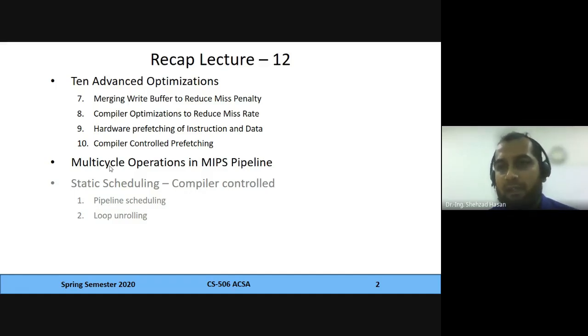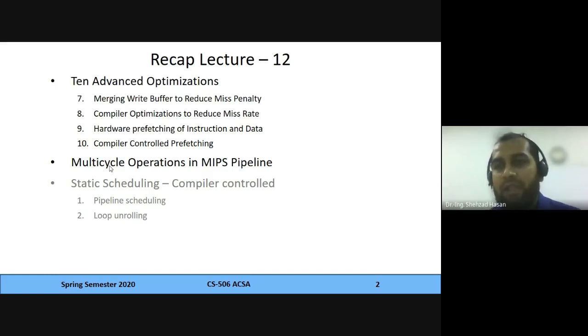So the multi-cycle operation MIPS pipeline is basically this: if you are thinking that everything can happen in one cycle, that is not correct, because some of the execution processes are quite complicated, so you cannot do them all in a single cycle unless you have a very big cycle. So what we do is divide those into different stages and do that also in a pipeline way.